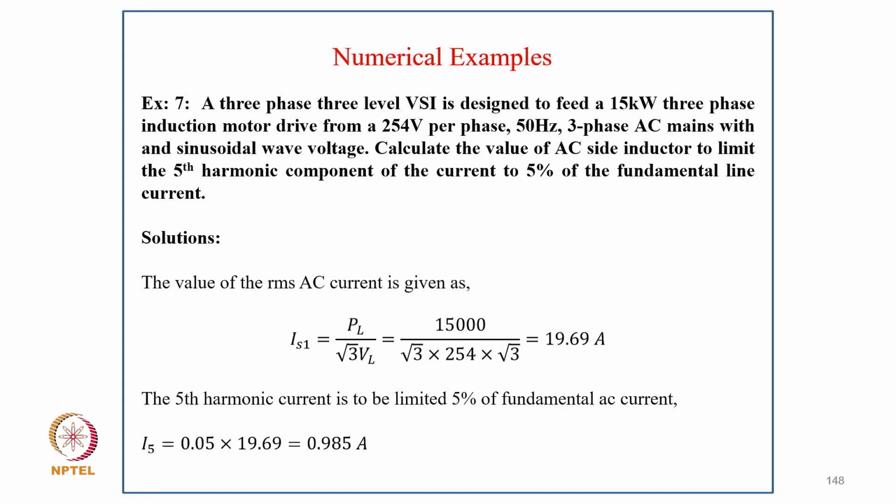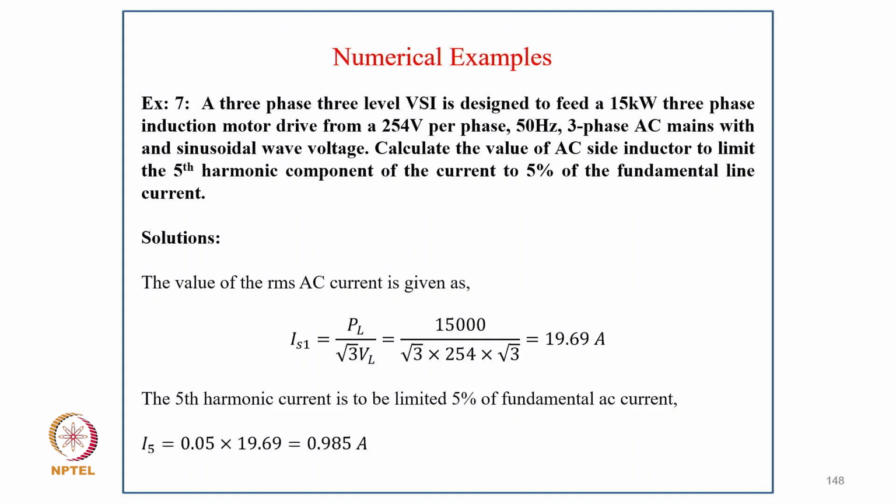Now coming to example 7: a 3-phase 3-level VSI designed to feed a 15 kilowatt 3-phase induction motor from 254 volt per phase, 50 Hz, 3-phase AC mains with a sine wave PWM. Calculate the value of the AC line inductor to limit the fifth harmonic component of current to 5% of the fundamental line current. Coming to the solution, the value of RMS AC line current is IS1 equal to PL upon root 3 VL. Putting the values, it comes to 19.69 ampere.